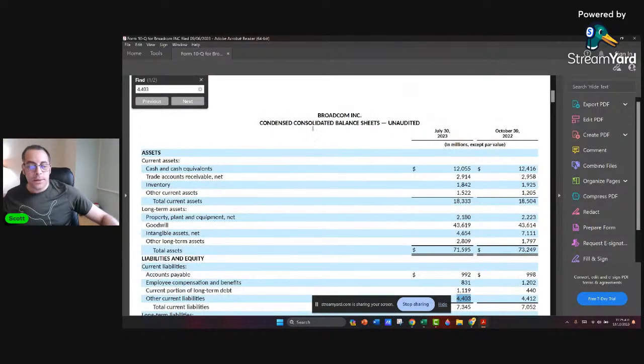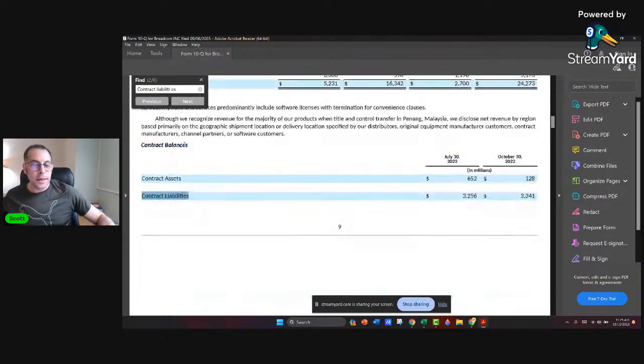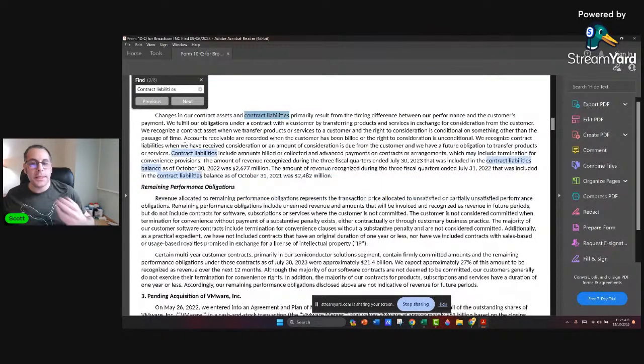Okay, so they define it here. Contract liabilities, which is a bulk of it, 2.9 billion. Let's see if they define the contract liabilities. And this is like you get in these rabbit holes, but this is how you really learn this stuff. And if they don't define it, you can just Google it.